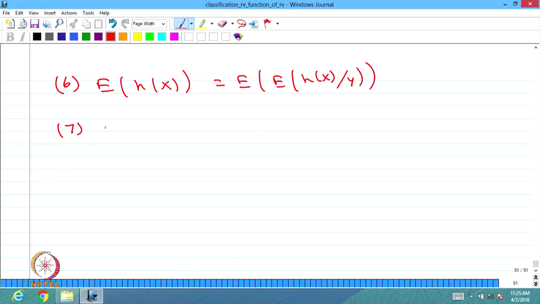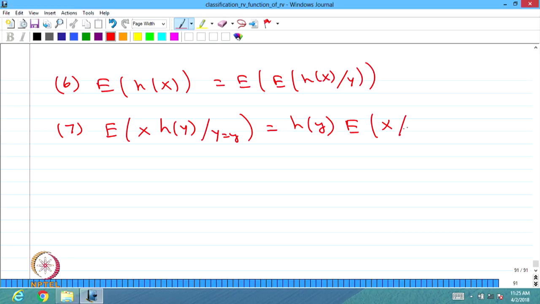The seventh result: the expectation of X times h of Y given Y is the same as h of Y times the expectation of X given Y. That is, the expectation of X multiplied by h of Y given Y takes a value small y is the same as h of y into the conditional expectation of X given Y takes a value small y.